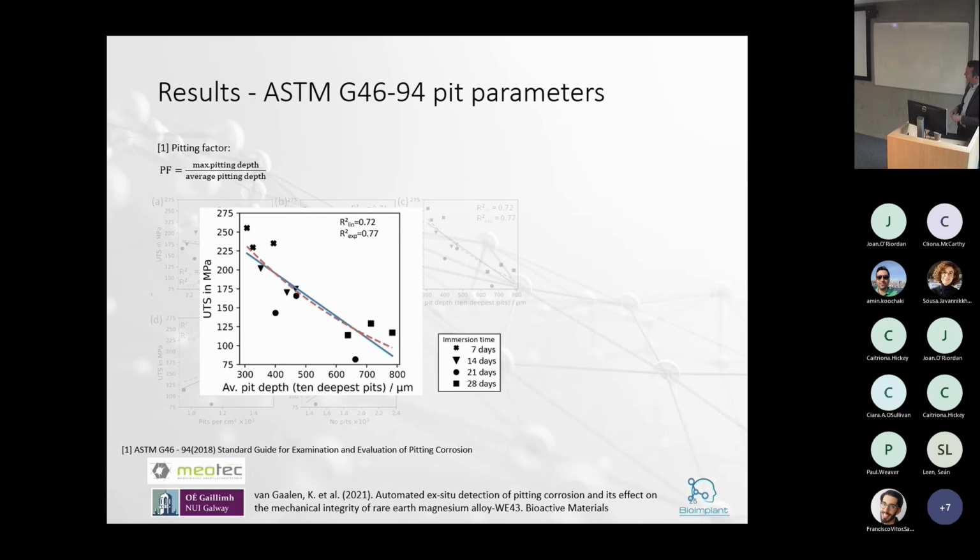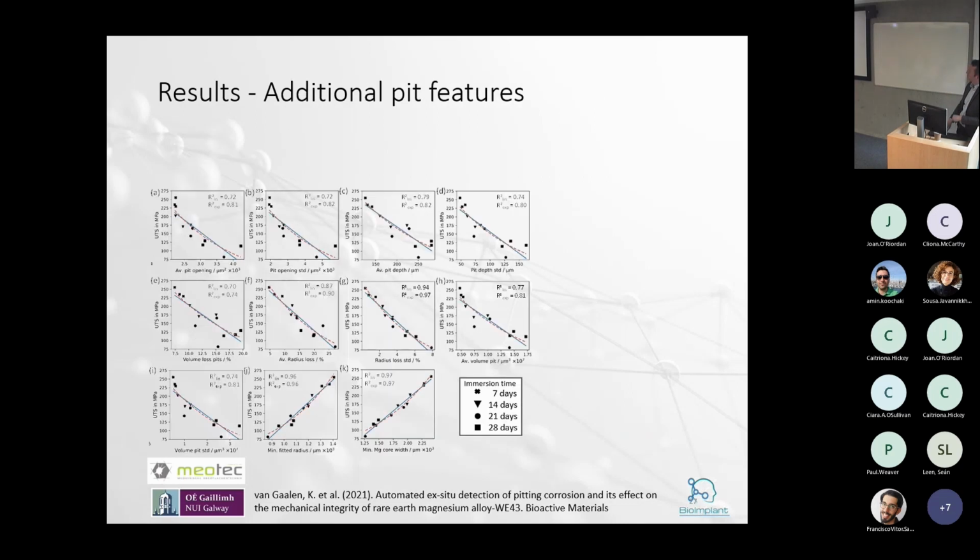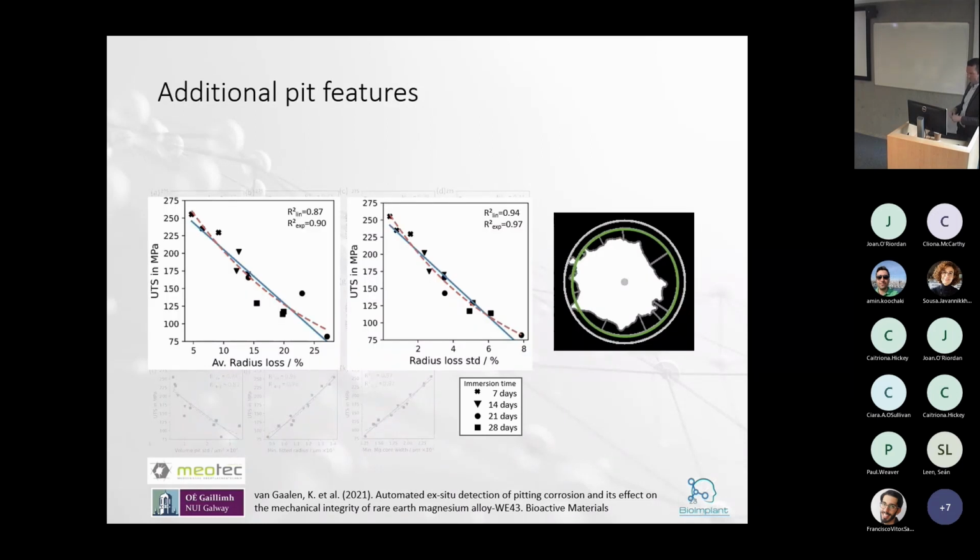One of the other metrics is looking at the average pit depth of the 10 deepest pits in a particular specimen. That starts to give a better correlation. So it's maybe about some of the deepest pits that are responsible for your drop off in mechanical properties, but still not a perfect correlation. So we started looking at some other metrics that we were able to define based on the geometric information that we have. Let's just highlight a few of these.